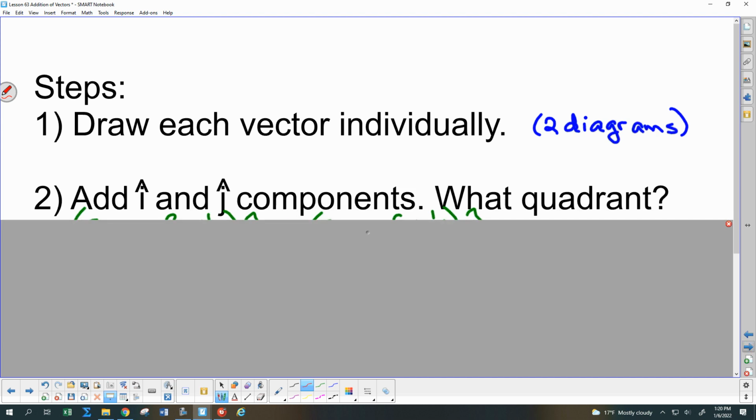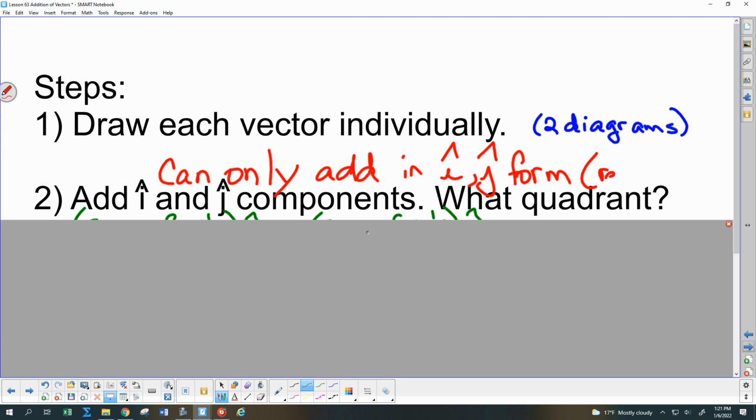Regardless of whether they give it to you in polar or rectangular form, you can only add it if it's in I hat and J hat form. So it has to be in I hat, J hat form before you can add it. And again, that's what we call rectangular form. So if it's already in that form, you add it. If it's in polar form, how far, what angle, we have to change it. Then we add the I hats and we add the J hats.